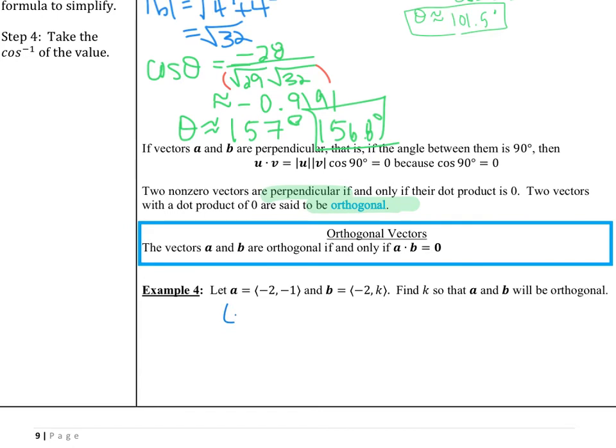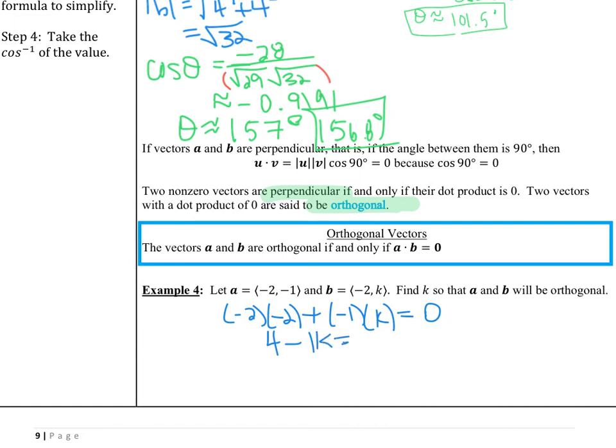So we're going to still multiply our x coordinates together, so the negative 2 of my x coordinate of A times the negative 2 x coordinate of B, and plus my y coordinates multiplied together, so my negative 1 times k. And to create an orthogonal pair of vectors, their dot product has to equal 0. So we want to multiply our vectors together and get a 0 dot product. So we're going to solve this for k to create this situation. So that's our goal here.